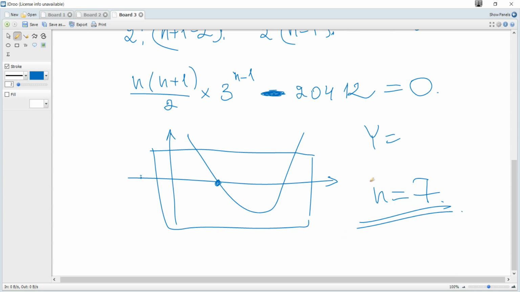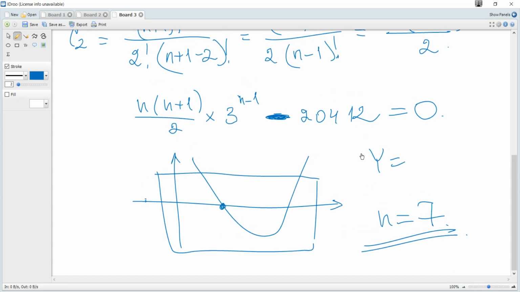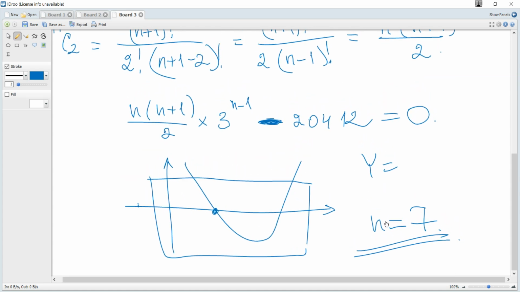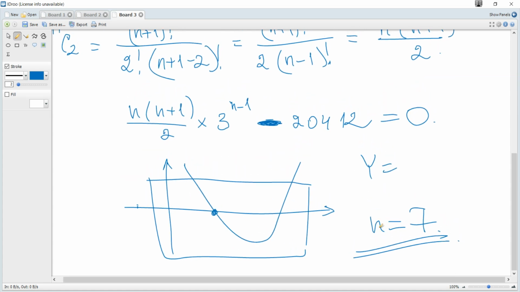And notice that n must be an integer, and if you get that n is not an integer, it may say that there is a mistake somewhere in the solution. So the answer is n is 7. And that's all for this question.